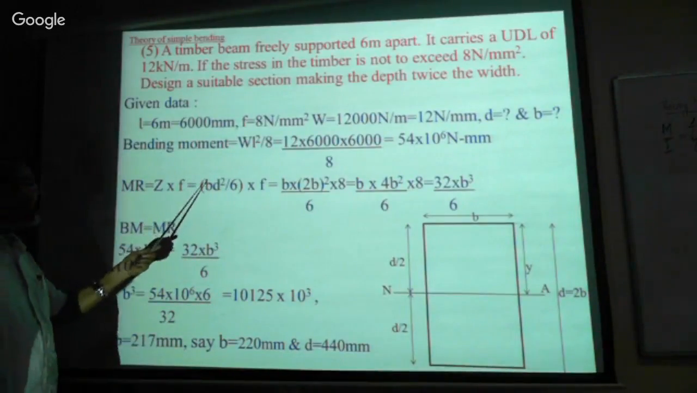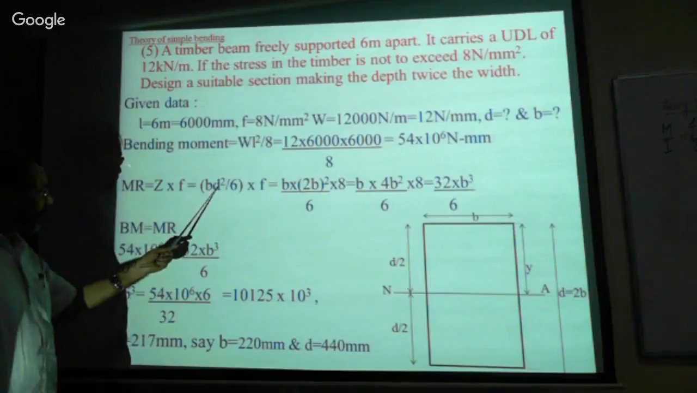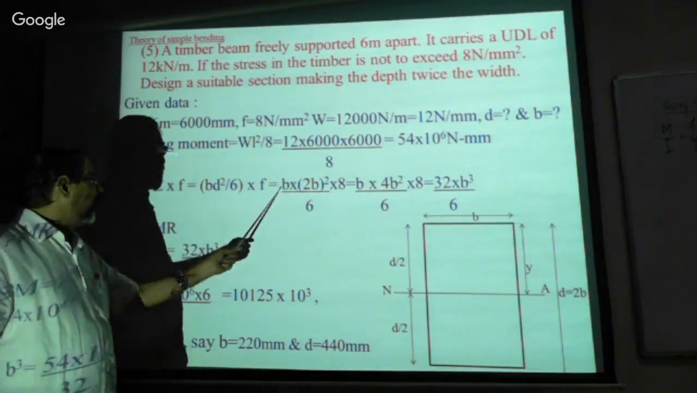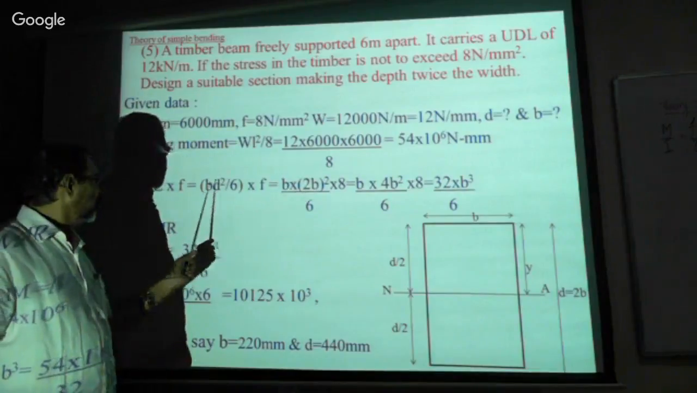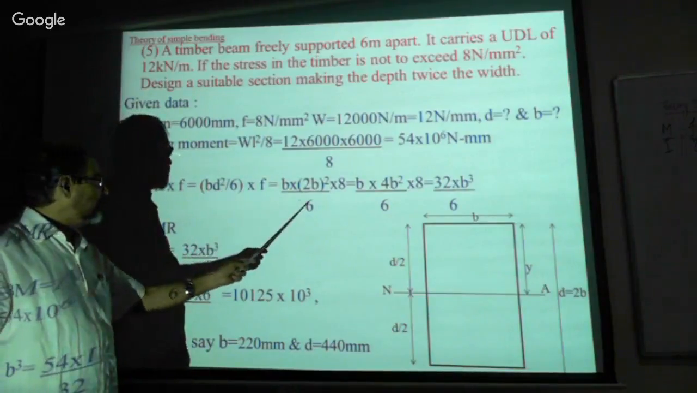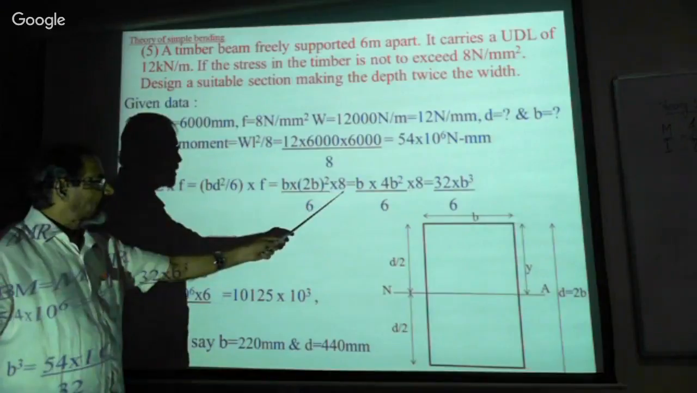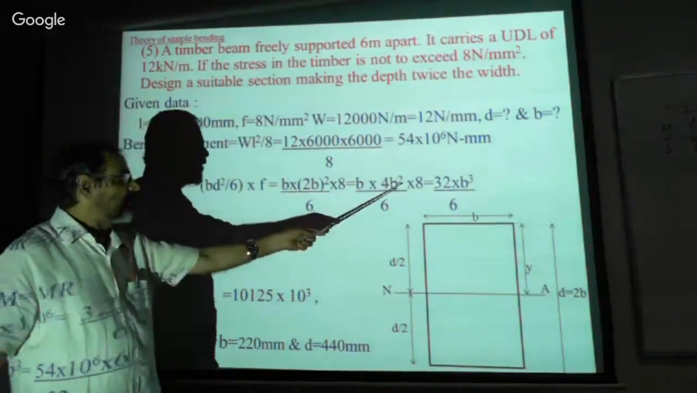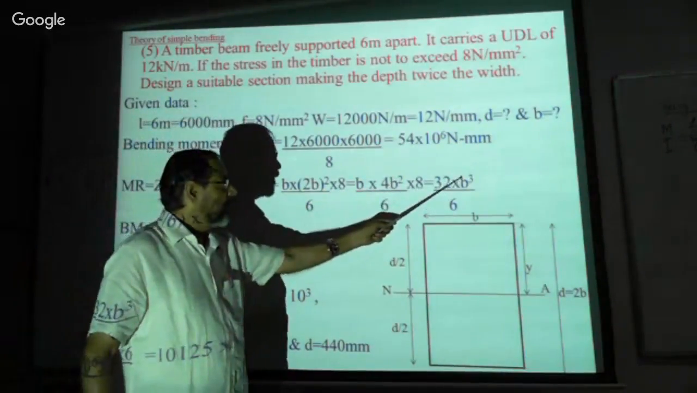Now for BD cube by 12, D is equal to 2B. Substitute the value of 2B. Now this is B into 2B square, that is BD square divided by 6 into stress, which is 8. Isn't it? Therefore, we will get the value in terms of 32 B cube.